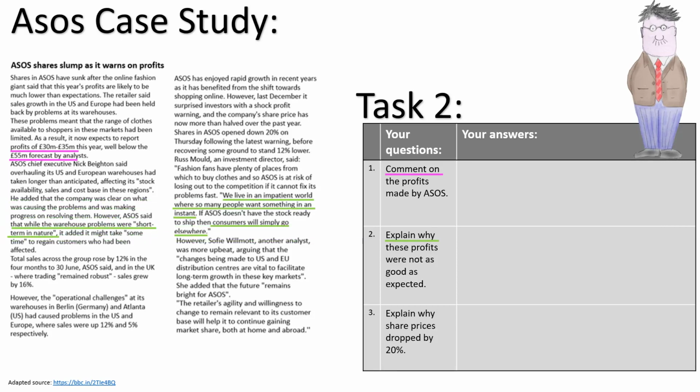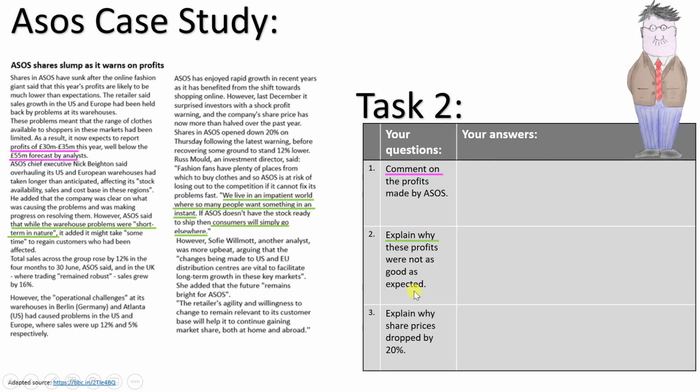Question 2. Explain why these profits were not as good as expected. Now here, obviously, the green highlights are going to help you with the answer to question 2. But again, in the question, I've highlighted the command word so that you know how to respond to an explain question. Now there's 2 parts that have been highlighted.